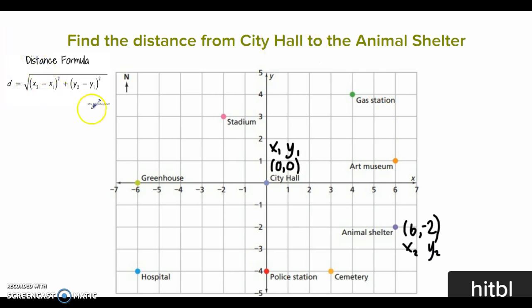And then we go into our distance formula and we start plugging in our numbers. So we write down our square root. My x2 value was 6, so I do 6 minus, because of the minus sign, x1 was 0, parenthesis, squared. So all I'm doing is copying down my distance formula, plus, parenthesis, my y2 was -2, minus my y1, which was 0, end parenthesis, and squared.